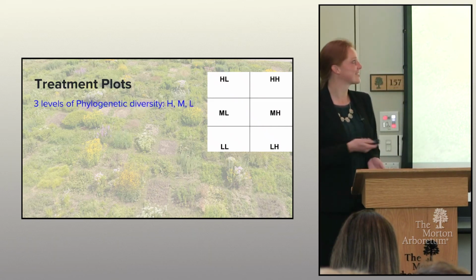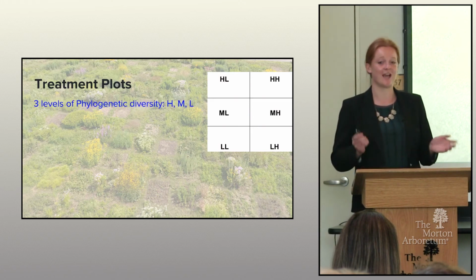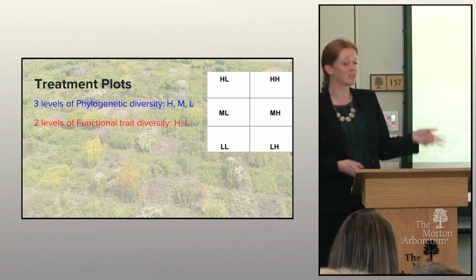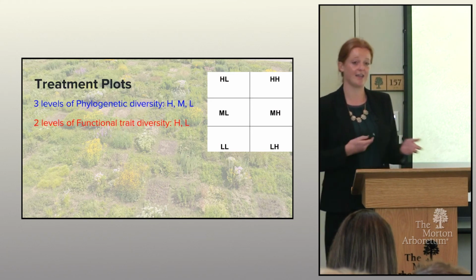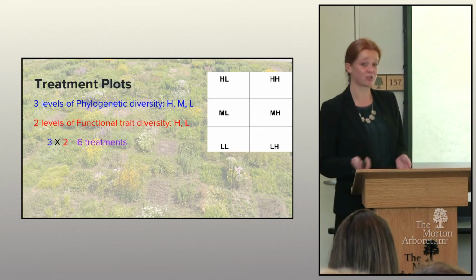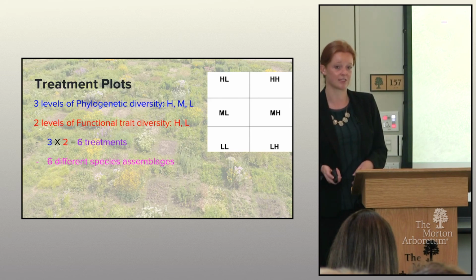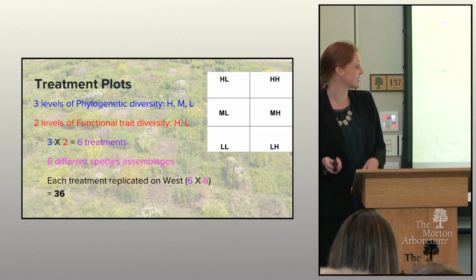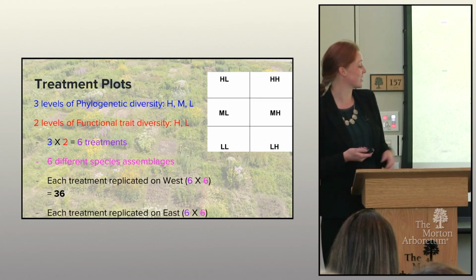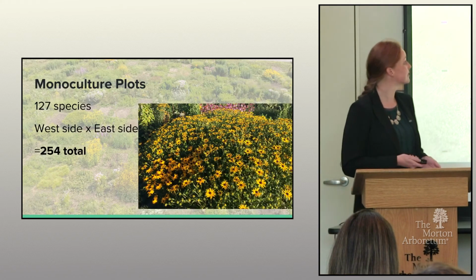So for the treatment plots, there are 3 levels of phylogenetic diversity, high, medium, low, by 2 levels of functional trait diversity, high and low, giving us a total of 6 treatments. And within those 6 treatments, there are 6 different species assemblages. And they're replicated on both the west and the east, giving us a total of 72 treatments.